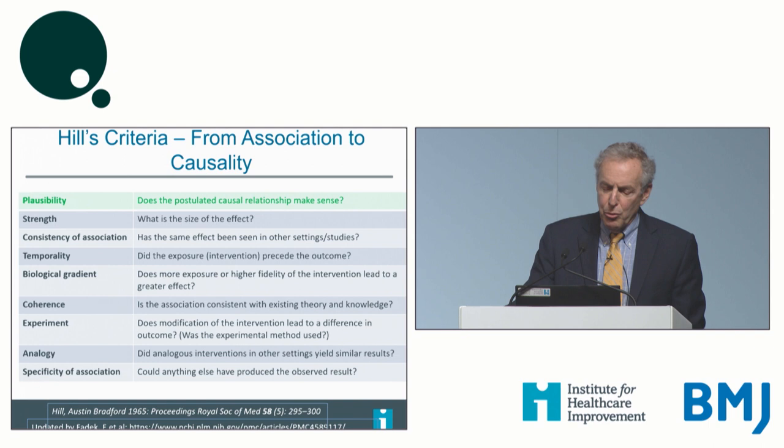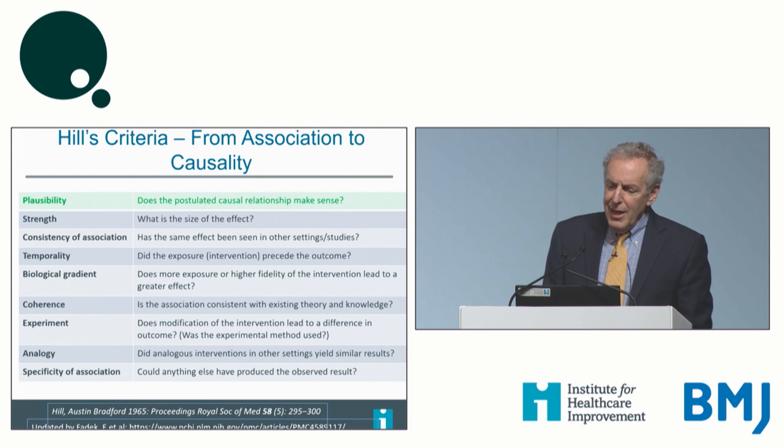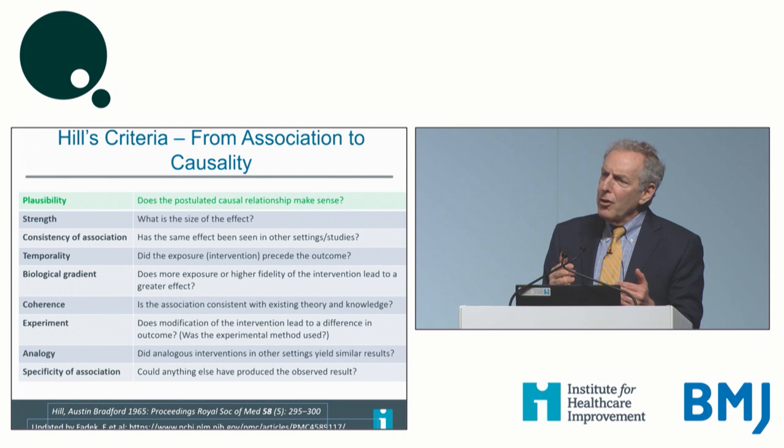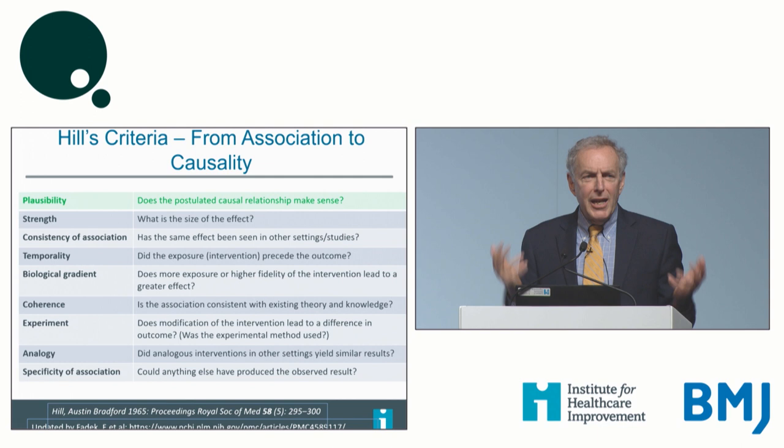Biological gradient's an important concept. So what do I mean by that? If we give more exposure, or we do our intervention with higher fidelity, or give a bigger dose, we would expect to see a bigger effect, right? And very rarely do we actually look at the dose response of what we're delivering in improvement and what's actually happening in outcome. Sometimes if we look back, the dose is something like a big educational program.